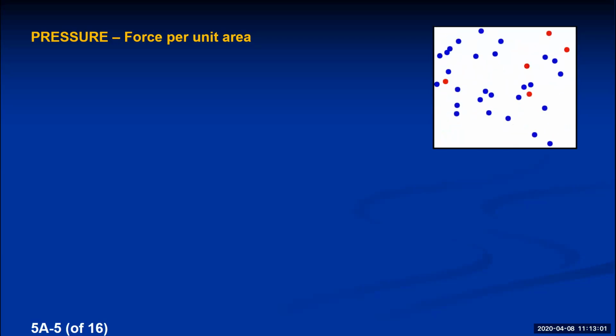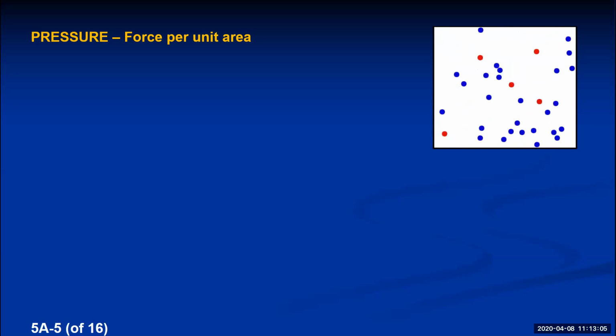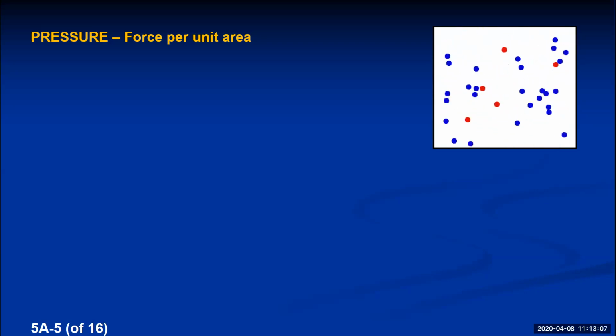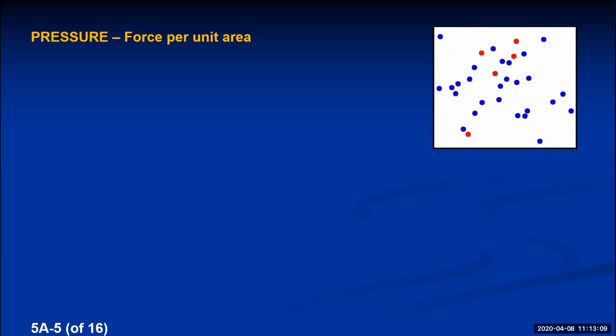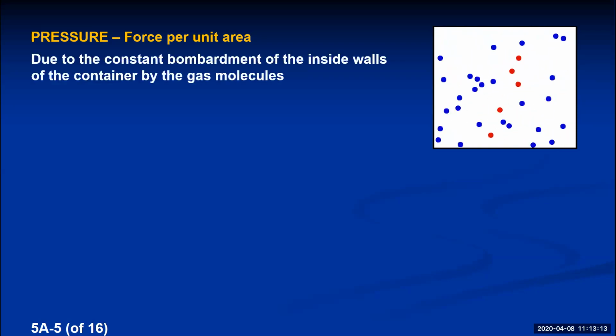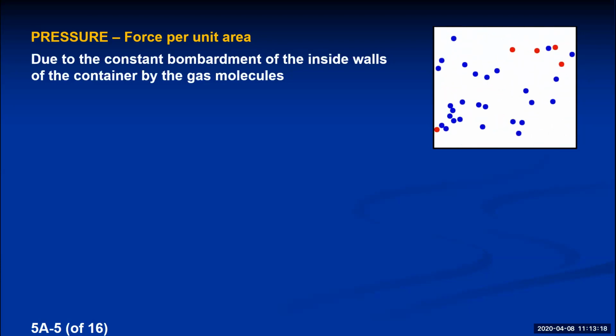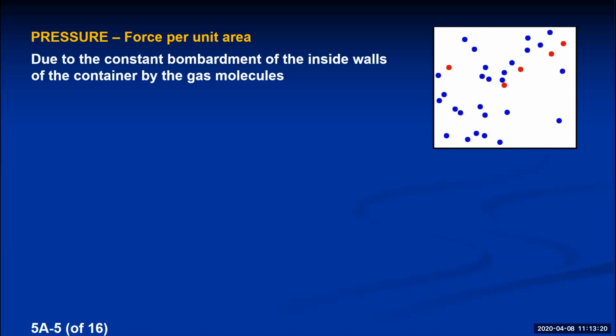So gases in a closed container, because they're constantly colliding or bombarding with the inside walls, they're creating a force every time they hit, and they're creating a pressure. So the pressure is due to the constant bombardment of the inside walls of the container by the gas molecules.